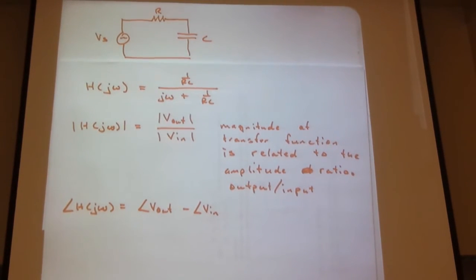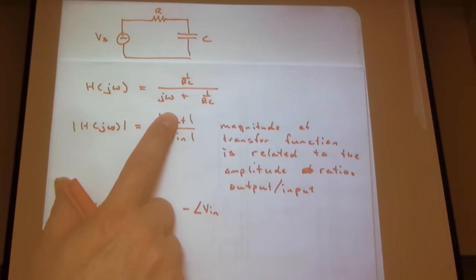Now, I already brought this up once before, but just to revisit it for a second. If the angle of the output and the angle of the input are the same, what must be true about the angle of the transfer function? Well, if angle V out equals angle V in, what's the right side? So what does the angle of the transfer function have to be? And if the angle of the transfer function is 0, from a circuit point of view, what must be true?